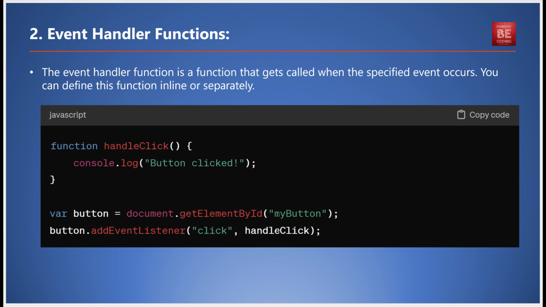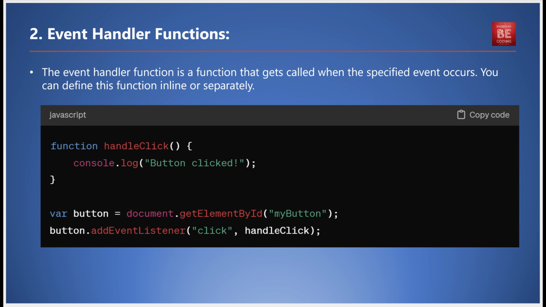Next, we have event handler functions. These are the functions that get called when the specified event occurs. You can define these functions inline, right inside the addEventListener method, or separately. Here's an example where we define the functions separately. First, we define a function called handleClick that logs "button clicked" to the console. Then, we add this function as an event handler for the click event on our button.